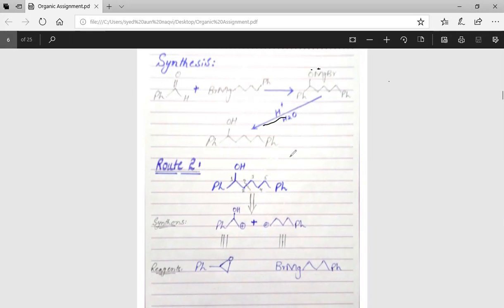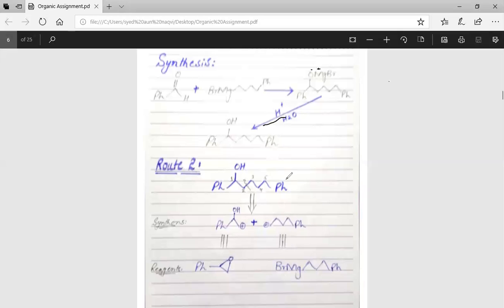So the next route is, when we perform disconnection between carbon number 2 and 3, we have two possibilities, but I would like to discuss only one of them. So we have synthons carrying positive charge and negative charge. The reagent for these synthons would be phenyl epoxide ring. The positive synthon obtained as a result of disconnection will be obtained from the reagent phenyl epoxide ring. And this is again 4-phenyl-1-butyl magnesium bromide.